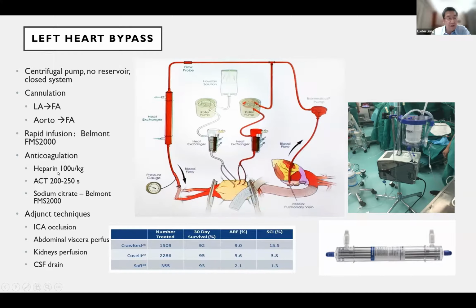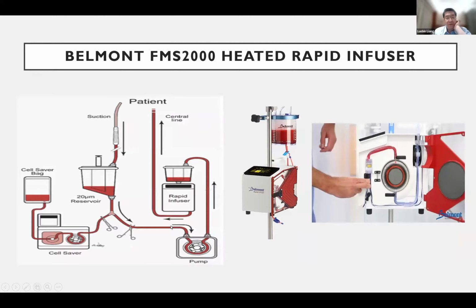Sometimes they use one-third of the heparin dose for patient coagulation. They maintain an ACT around 200 to 250. Also, they can do some kind of perfusion to perfuse the abdominal artery, the branch arteries. They can also do a kidney perfusion to preserve the kidney. So that's what they do. Because in this system they have no oxygenator and no heat exchanger, they have to use an actual heat exchanger in the circuit. This is a rapid infuser they use.